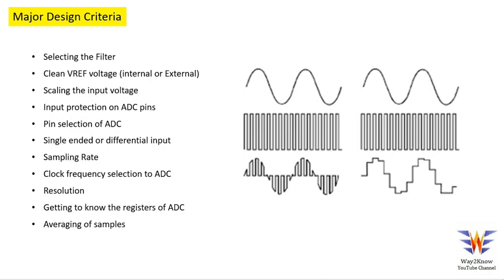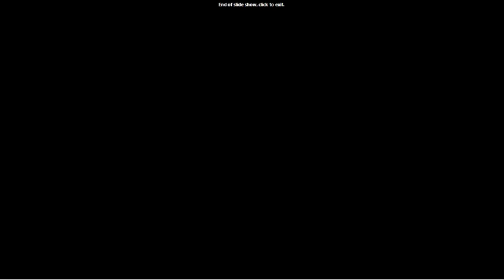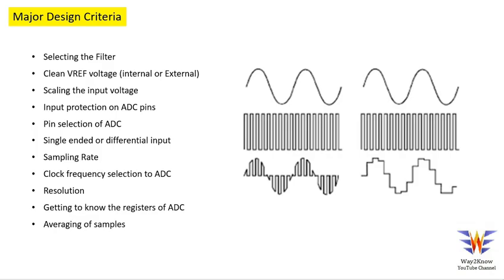And then the clock frequency selection. Internally, all the microcontroller peripherals work on a clock, right? Whatever the conversions, whatever the flow that happens, everything is clock based. So ADC also works on a clock, so that clock needs to be selected. And then resolution, as we said: check your microcontroller to see what kind of resolution is supported. And then getting to know the registers of the ADC. You need to have a grip on all the ADC registers that are internal to the microcontroller so that you can configure it properly.